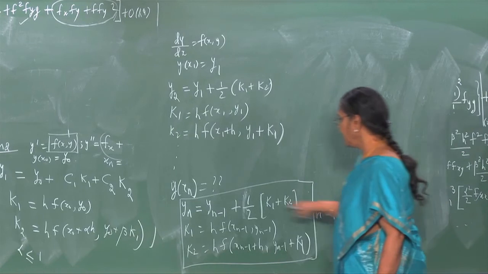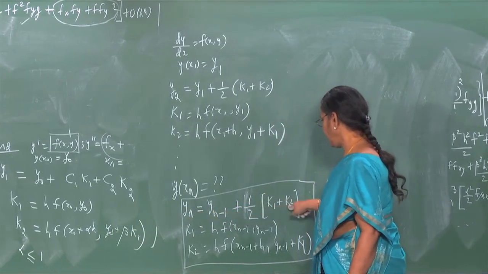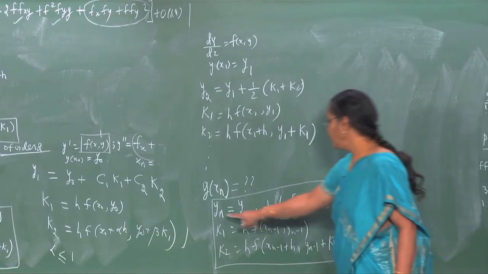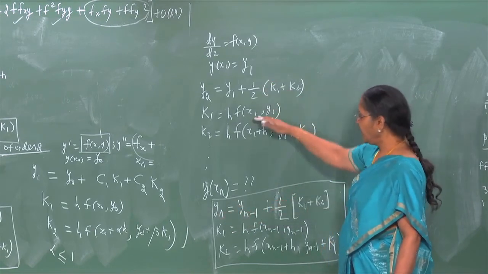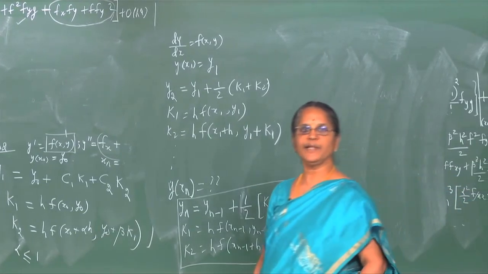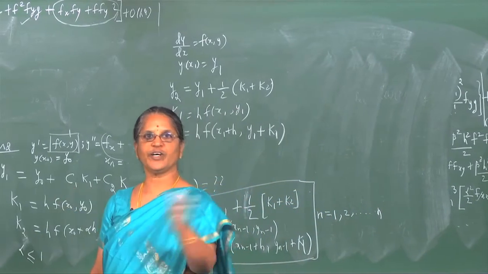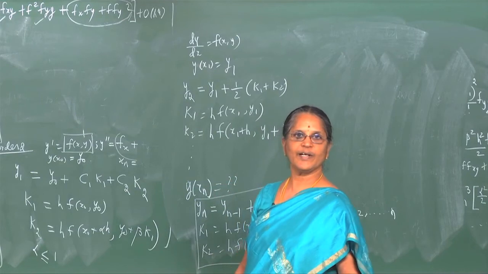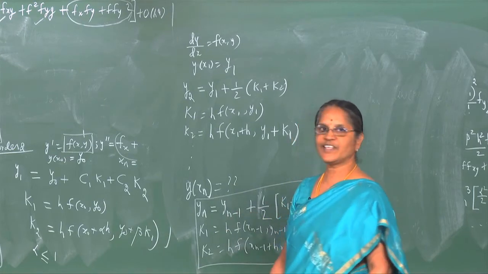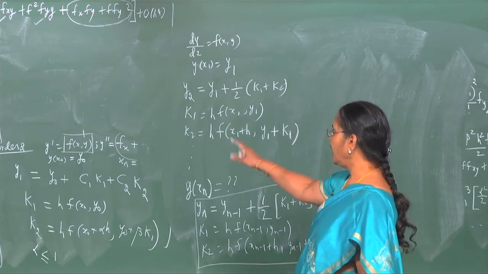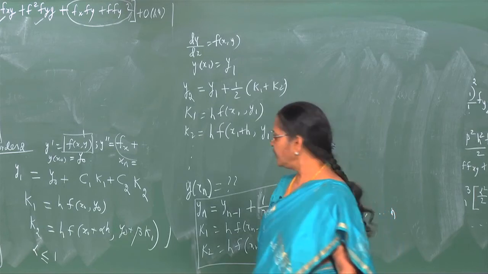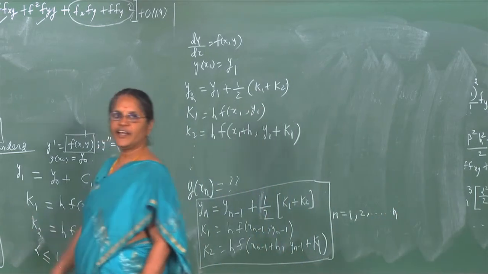So, when n is 1, y1 is y0 plus half k1 plus k2 with appropriate function values for k1, k2. When n is 2, you get y2 is y1 plus something, and continue this, you end up with a solution at the point yn. So, explicitly you determine the solution at each of the nodes into which you have divided the entire interval into n equal subintervals, and you go step by step to compute this solution. So, it is a single step explicit method of order 2 and is called Runge-Kutta method of order 2, matches with Taylor series method of order 2, and so it has a truncation error of order h cubed.